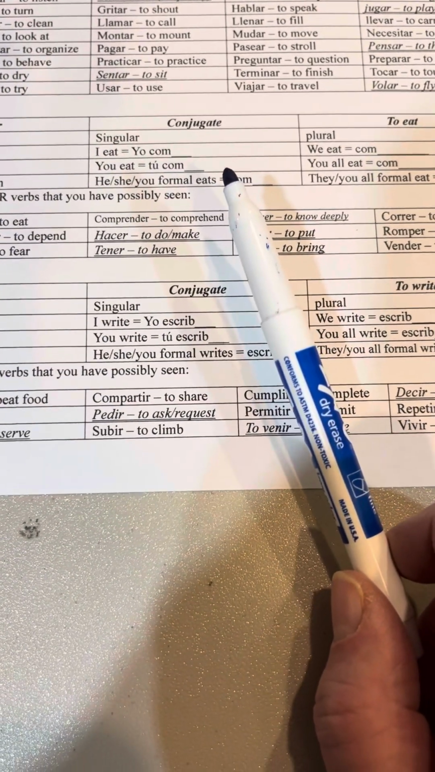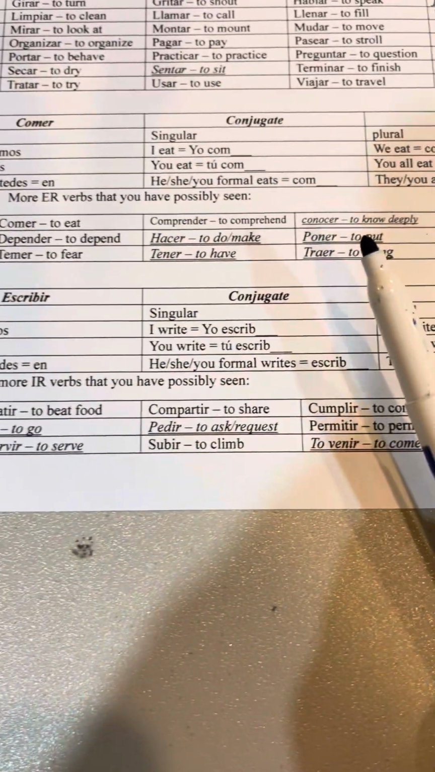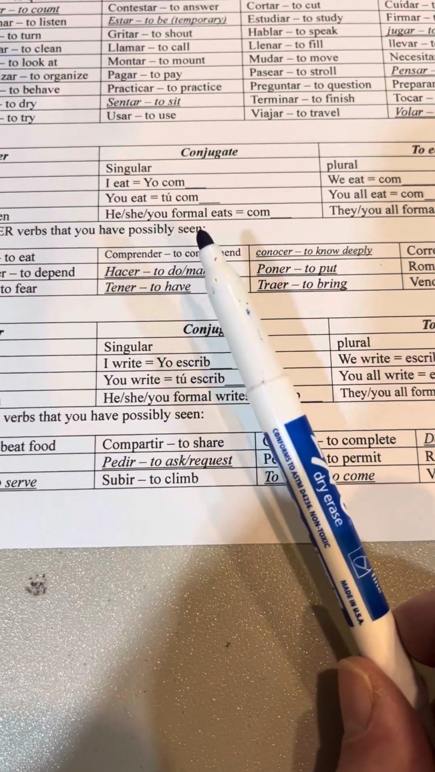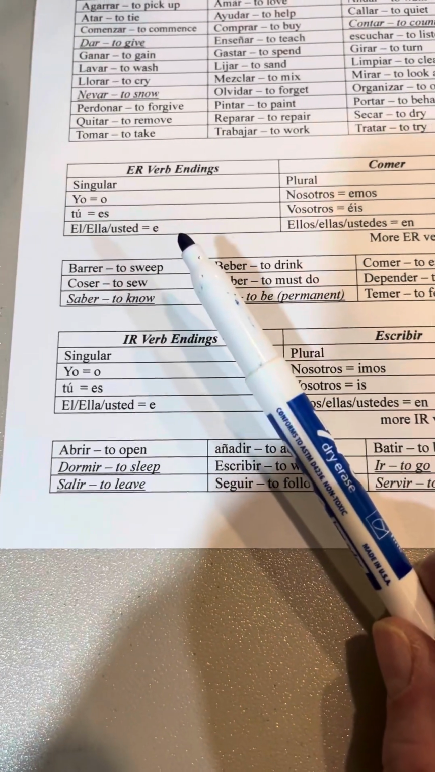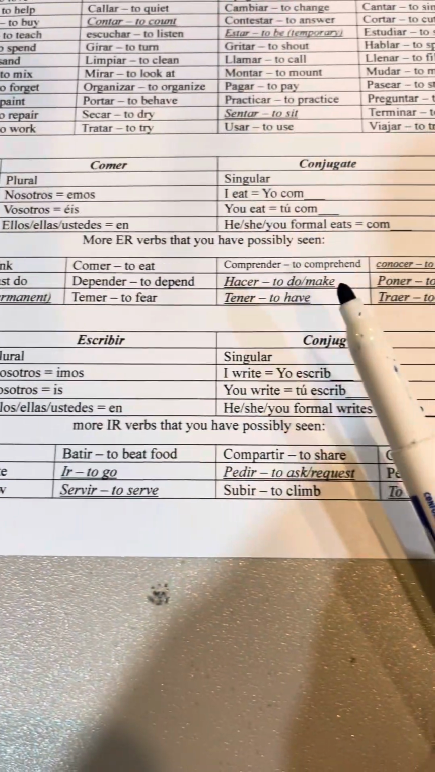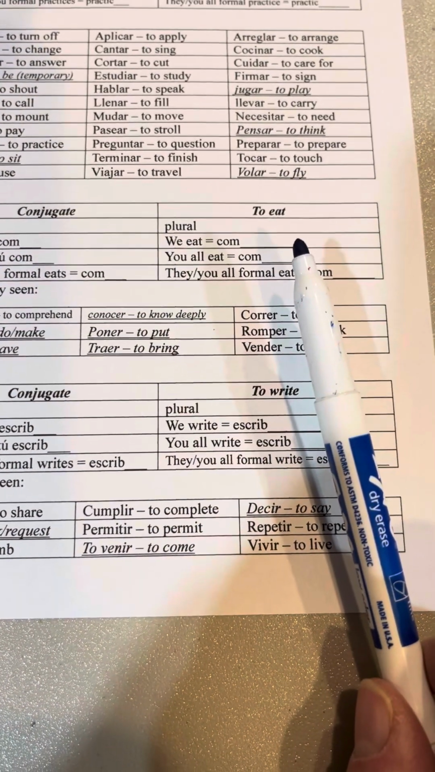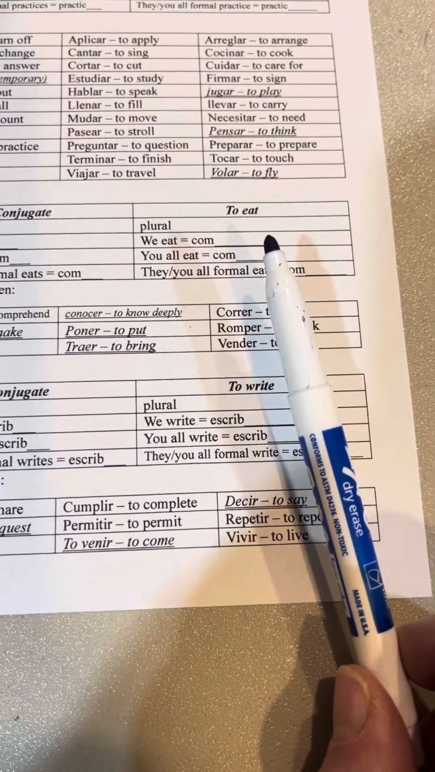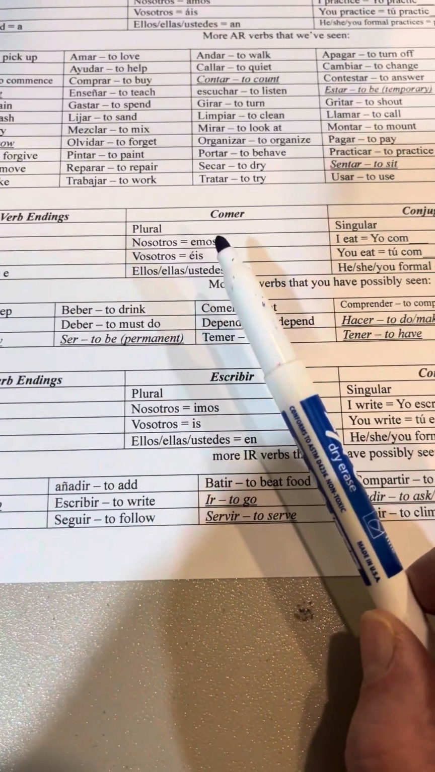Como. Tú comes. There's your ending. He, she, you formal, it eats, come. It's not como, it's come. We eat. Nosotros comemos.